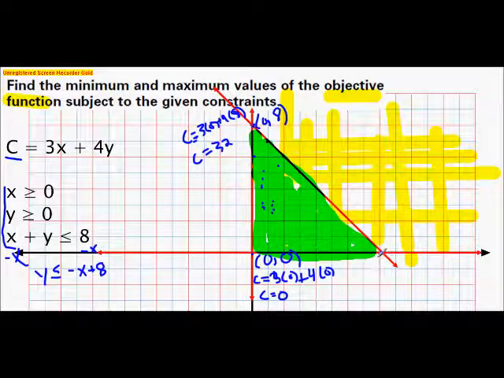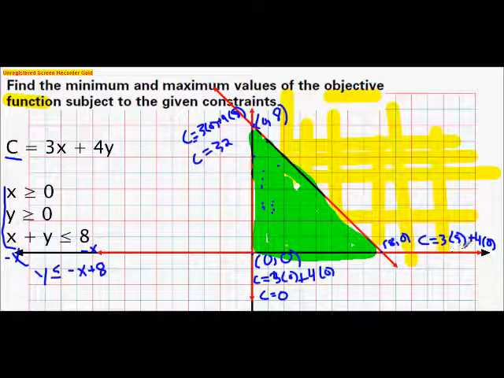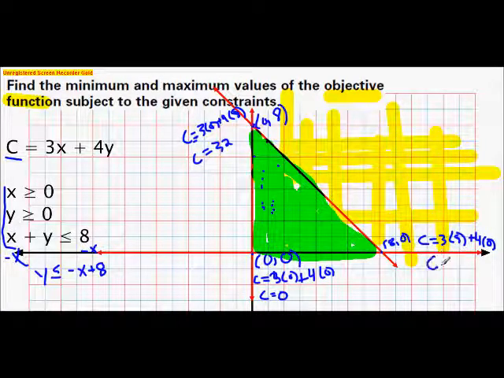Okay, let's try the last one here. And so we got 2, 4, 6, 8. That's also an 8. So this one is 8, 0. And so let's plug it in here. And so we're going to get c is equal to 3 times 8 plus 4 times 0. And so 3 times 8 is 24. And 4 times 0 is 0. So we get c is equal to 24.